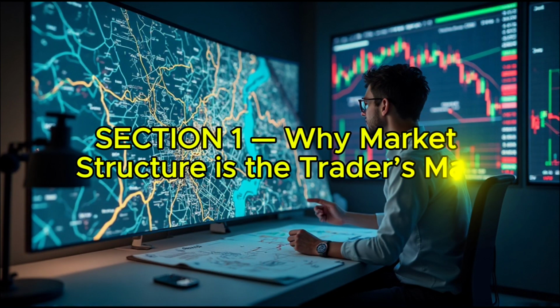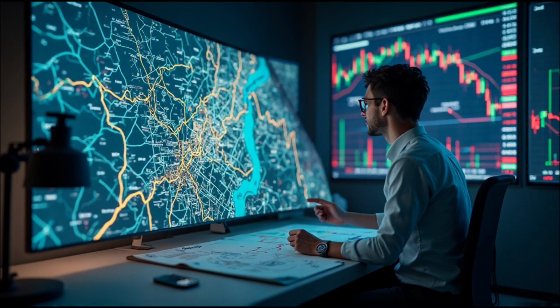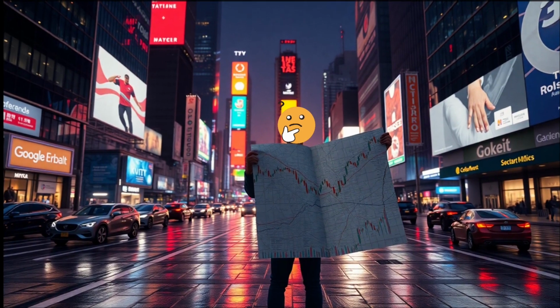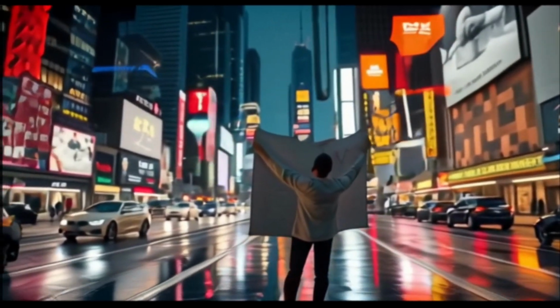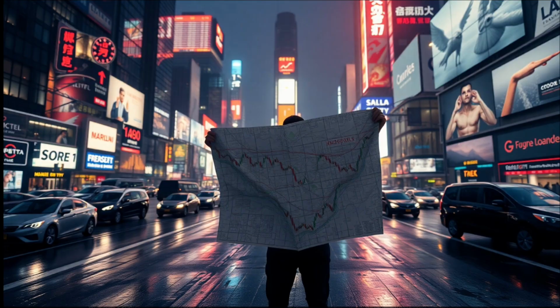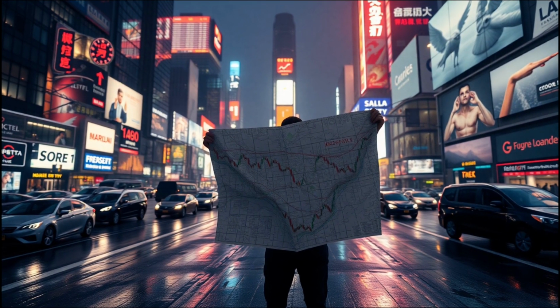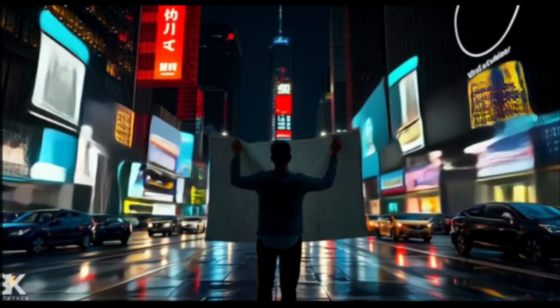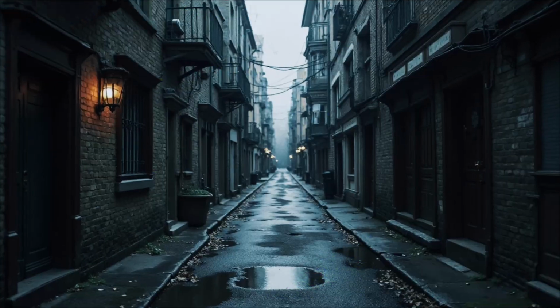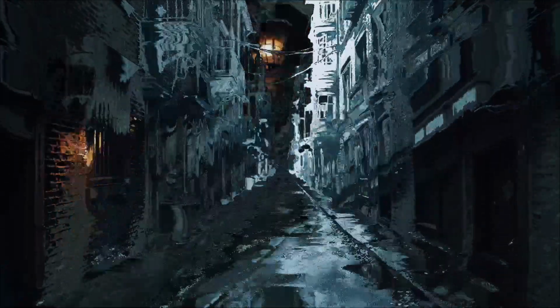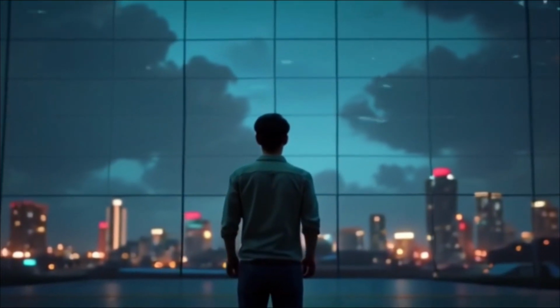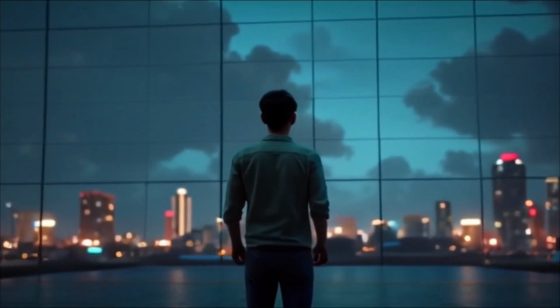Section 1. Why market structure is the trader's map. Imagine you're dropped into the center of a massive, unfamiliar city. You can see skyscrapers, busy streets, flashing lights, but you have no idea where anything leads. Without a map, you might wander into a dead-end alley or circle the same block for hours. That's exactly how most new traders operate. They see price moving, they see candles forming, but they have no sense of direction.